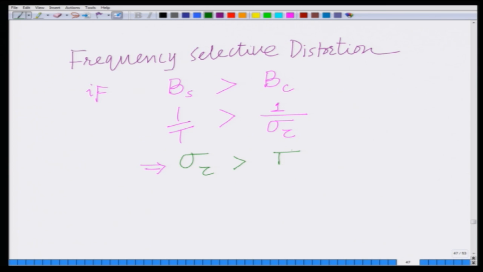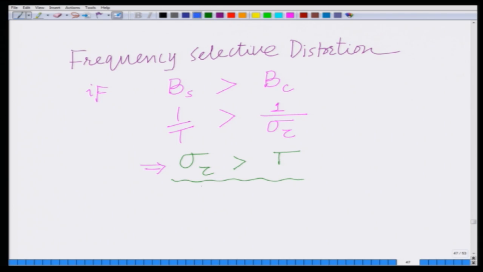And have we seen this before? We have seen this in the previous module, that is, the delay spread is greater than the symbol time, and this is precisely inter-symbol interference. This is precisely the condition for inter-symbol interference. So, if BS is greater than BC, that is, the signal bandwidth is greater than the coherence bandwidth, that implies that the delay spread is greater than the symbol time, which is the same thing as inter-symbol interference. So, frequency selective distortion and inter-symbol interference are one and the same. While frequency selective distortion is in the frequency domain, the equivalent analog in the time domain is inter-symbol interference. And therefore, for frequency flat fading, it means no inter-symbol interference in the time domain.